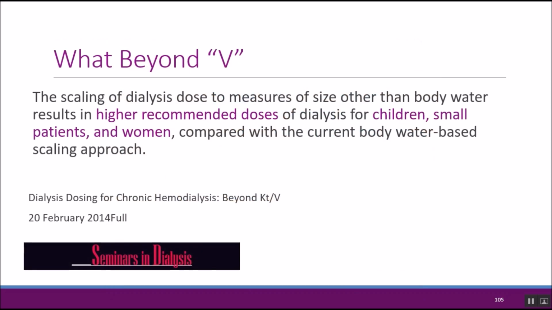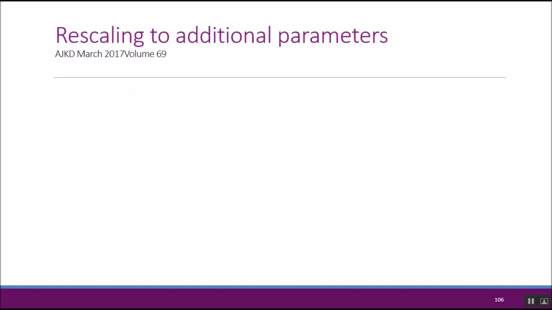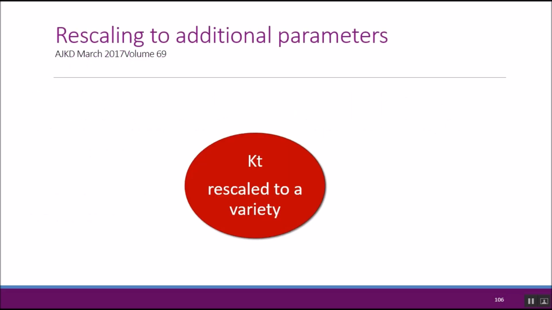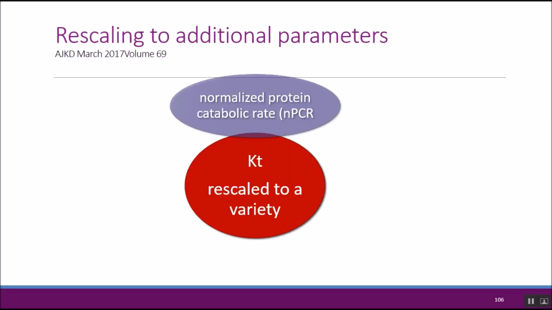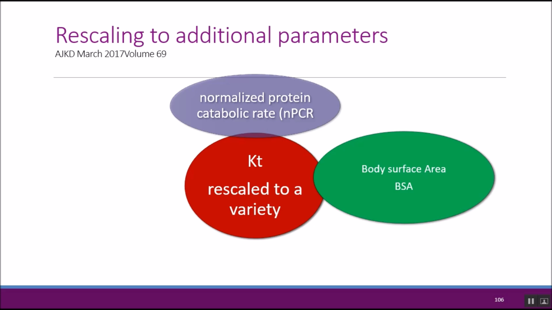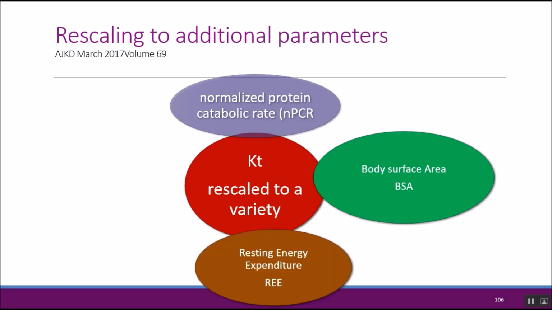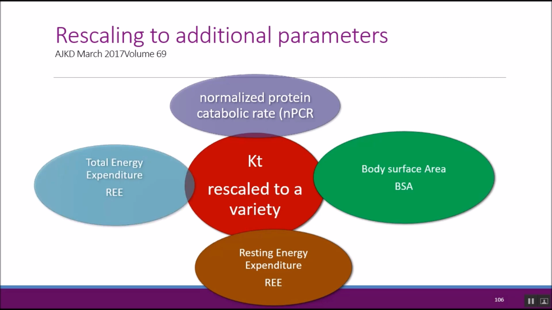So, in better improving our understanding of adequacy, what's beyond the V? We can rescale additional parameters for KT: normalized protein catabolic ratio, body surface area, energy expenditure, and total energy expenditure.